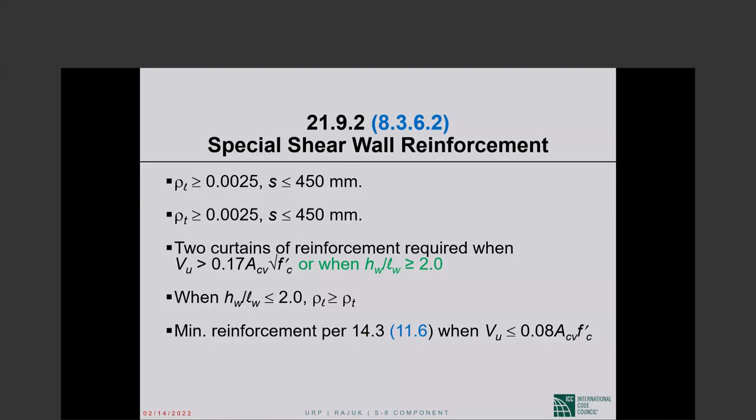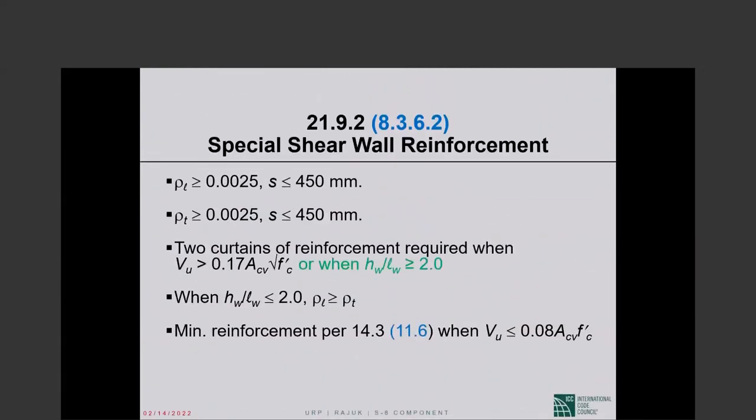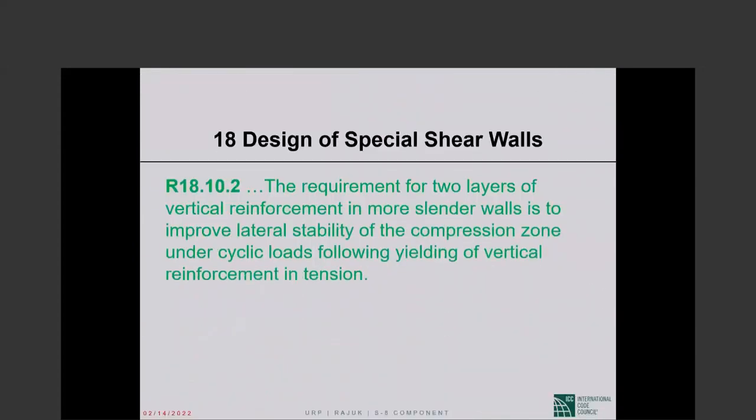Okay, so if the shear is very low, then the minimum of 0.25% can be reduced, can be relaxed. This is the ACI 318.14 requirement. This is the commentary on the requirement that I showed you, that all walls that have height to length ratio larger than or equal to 2, irrespective of how much shear is imposed on the wall, shall have 2 layers of reinforcement. Okay. This is the commentary on that.